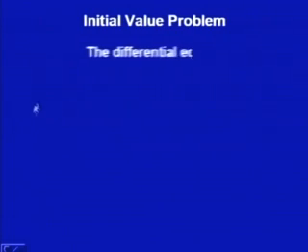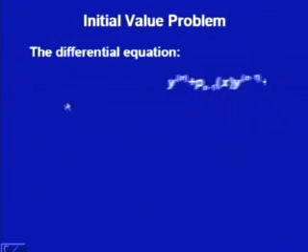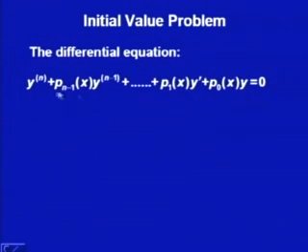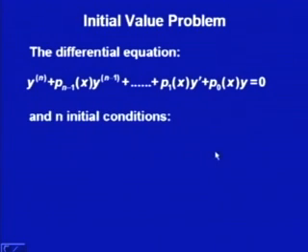The initial value problem will contain the differential equation, that is an nth order homogeneous differential equation, and n initial conditions. Since this is an nth order differential equation, we will now have n initial conditions. We had seen that in the first order equation we got only a single initial condition. In the second order equation we have 2 initial conditions. Now, we will have n initial conditions. What are those n initial conditions?